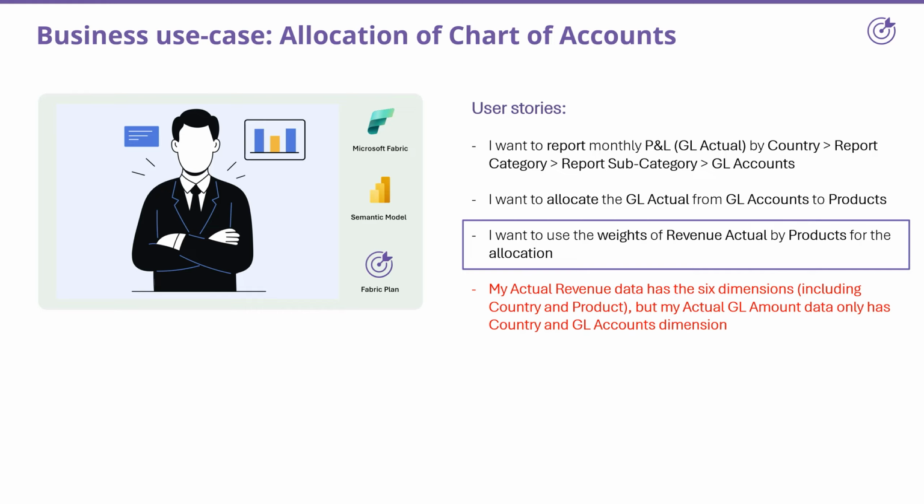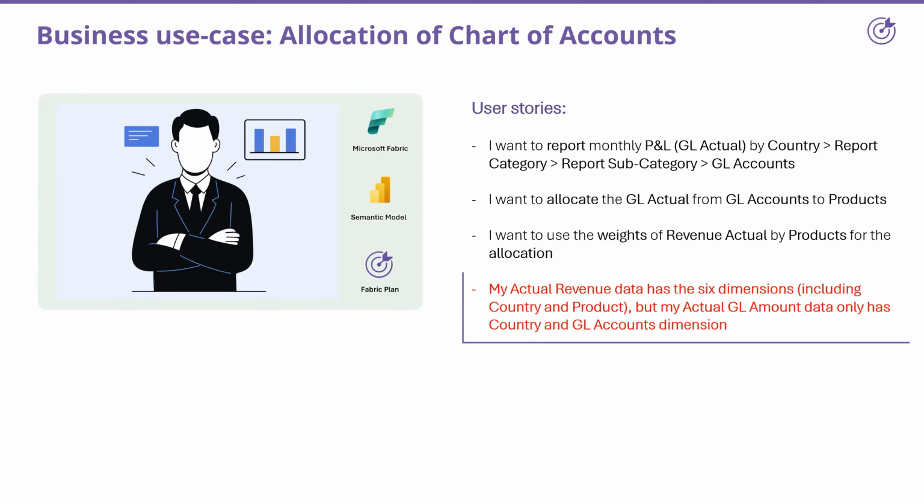That's the third user story. Of course, if we can achieve the second one, definitely we can do it by using the third one. Now, the highlighted point is very, very important here. The actual revenue data has 6 dimensions, including country and product, which we already know. But the actual GL amount data only has country and GL accounts dimension. So you see, GL accounts dimension is something that is the trickier part here.